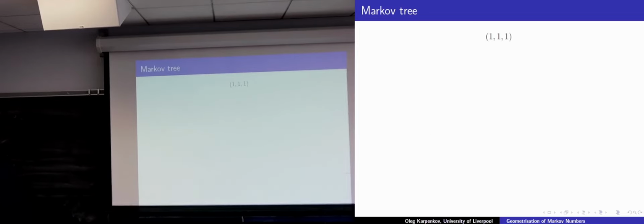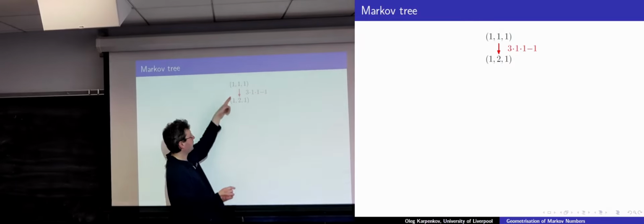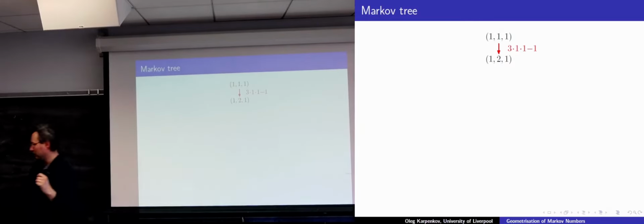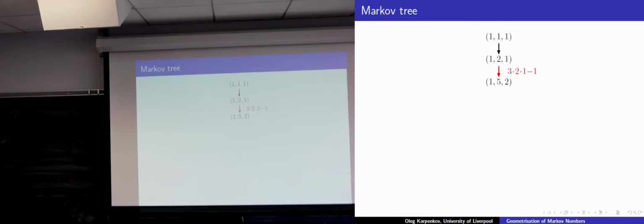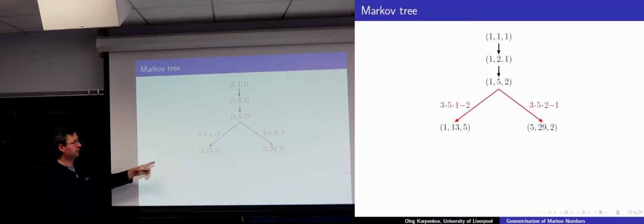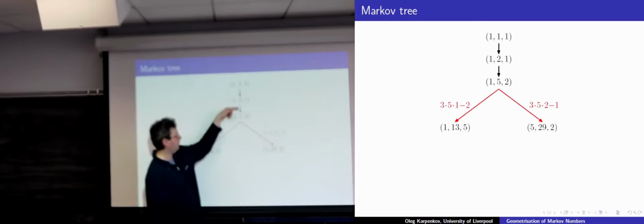Take 1, 1, 1. They're all the same, so there is no chance to swap them. So we go to 1, 1, 2, since this is 3 times 1 times 1 minus 1. Then we can have either 1, 1, 2 or 1, 2, 1 or 2, 1, 1 at the end. If we have 1 at the end, then we actually go back. If you have 2 at the end, then you go further to 1, 2, 5. Now you have 3 choices, because we have 1, 2, and 5 that we can put at the end. Two of them will advance us, and one of them will go back again.